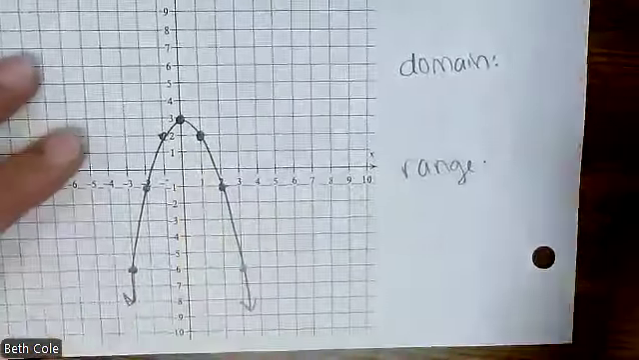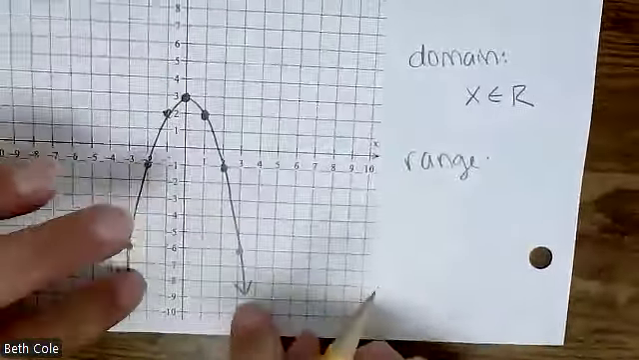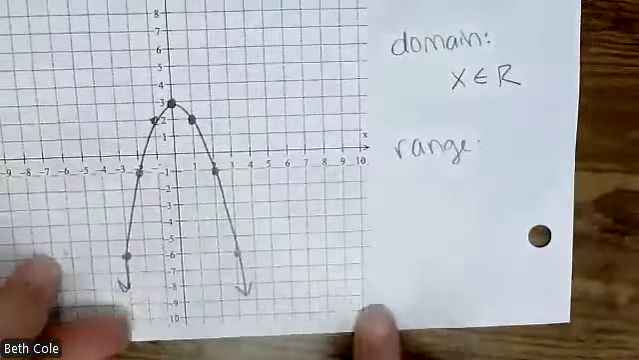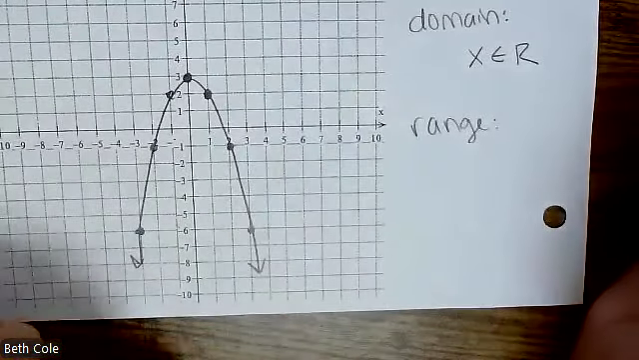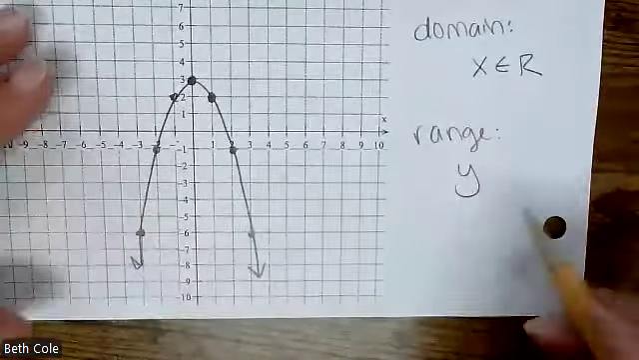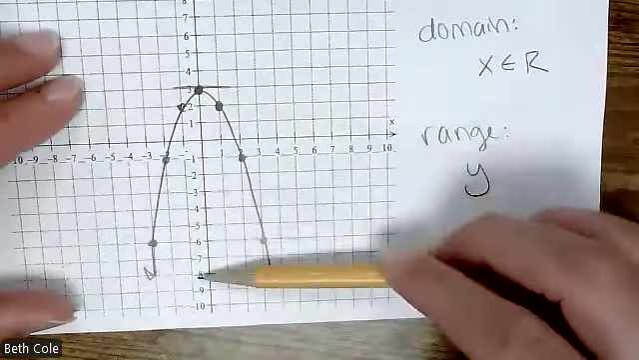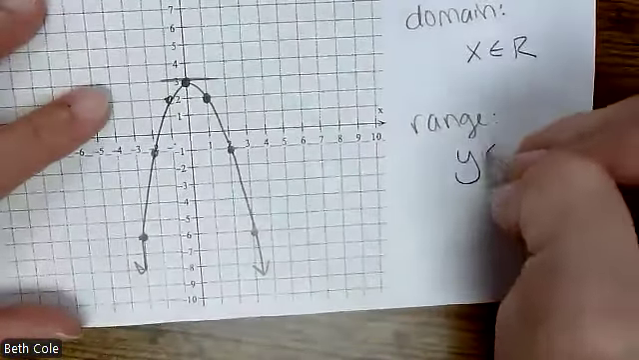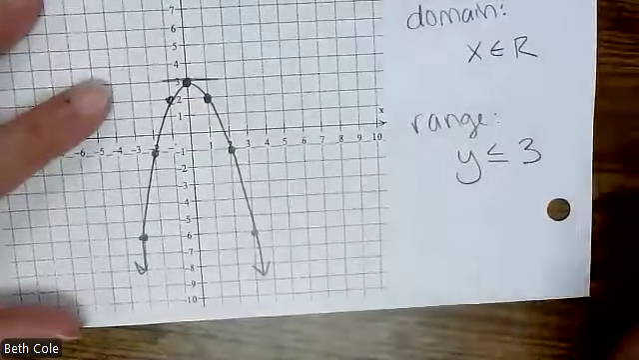Really similar with this one, domain is going to be everything, all reals. I know it looks like the arrows point downwards, but it's going to spread out left and right forever. It's going to go like off the paper and down the hallway. You know, it's going to keep going forever and ever. Range is Y. This time you want to stay below a certain number. So it's going to be Y is less than or equal to, and in this case, it stops at 3.